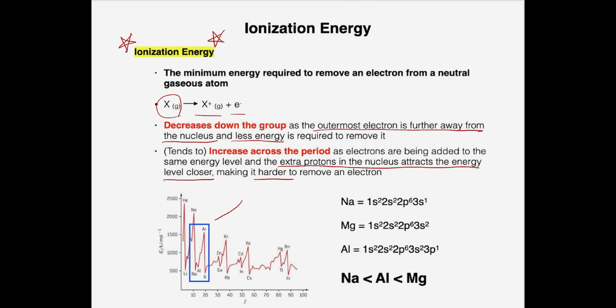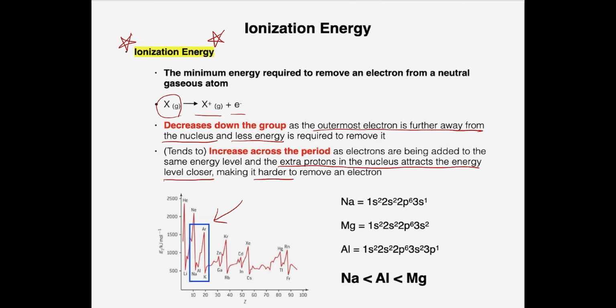As you can see on the graph at the left-hand side, the elements across period 3 show an overall upward trend. However, there are some drops in between. For example, the ionization energy of sodium and magnesium increases and then slightly drops at aluminum. This can be explained in detail by looking at the electron configuration.